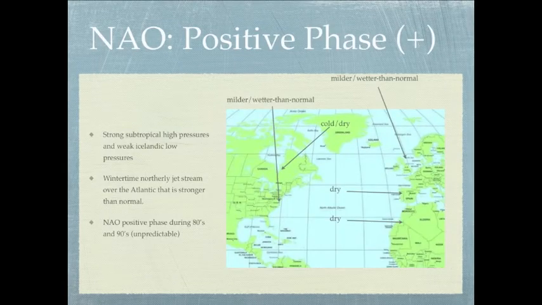The positive NAO phase is marked by strong subtropical high pressures and weak Icelandic low pressures, as well as a wintertime northerly jet stream over the Atlantic that is stronger than normal. The result of this is a milder and wetter climate over the Northeast and Northern Europe, a cold and dry climate over Canada and Greenland, and a dry climate over Africa and Southern Europe. The positive phase of NAO was seen throughout the 80s and 90s, however, it is always very difficult to predict.